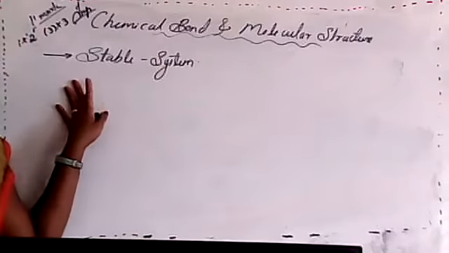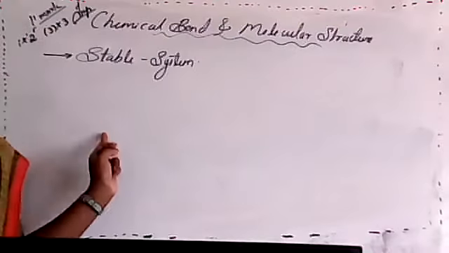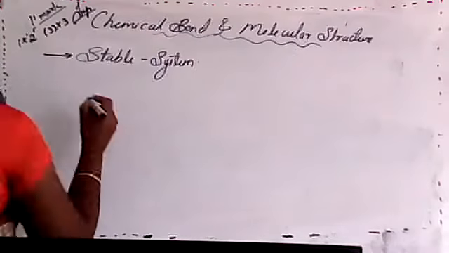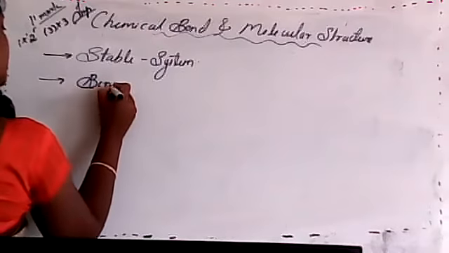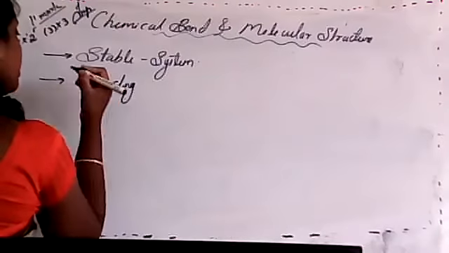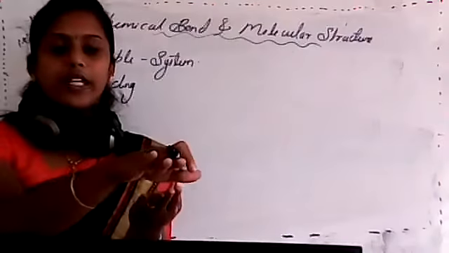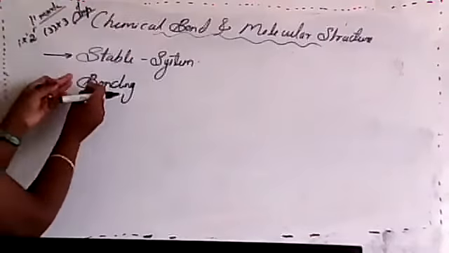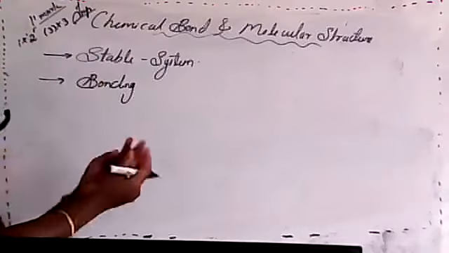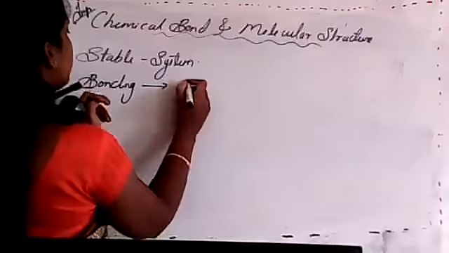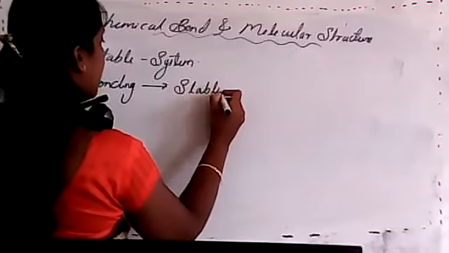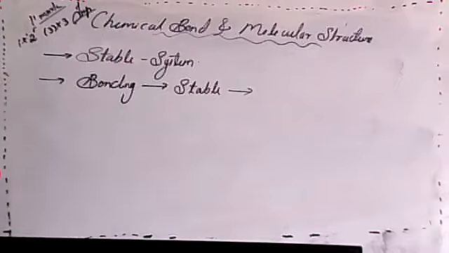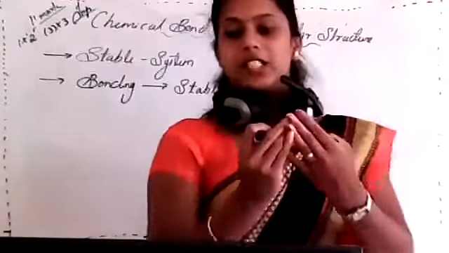So this is very important, student. Why will chemical combinations form? To attain stability. Bonding is nature's way to attain stability. That means with the help of a chemical bond or some bond formation, it can attain a stable form. Is this clear, student? To attain stability, chemical combination will take place.